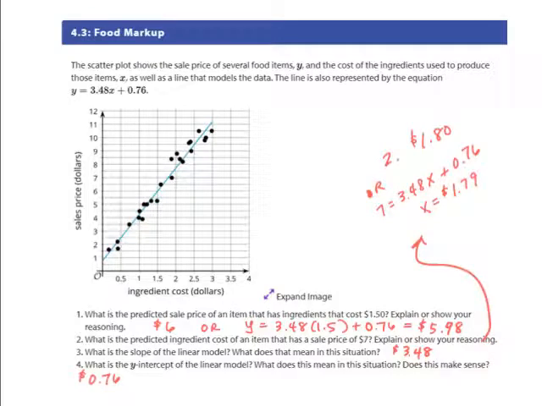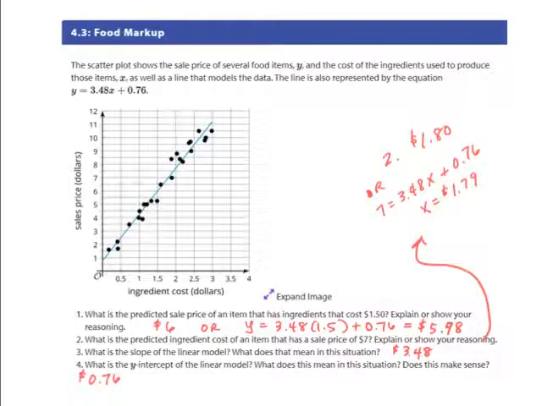All right, here are your answers. So for number 1, what you can do is go to a cost of $1.50 and then find the line, and you can see it's at $6. That's why I wrote $6. You can also use your equation up here and plug in $1.50 and you'll get $5.98. Both of those are pretty close answers.